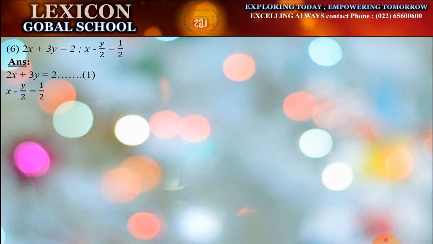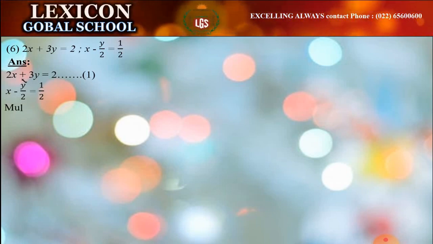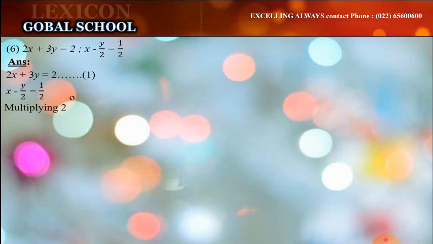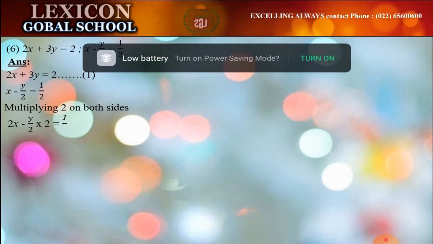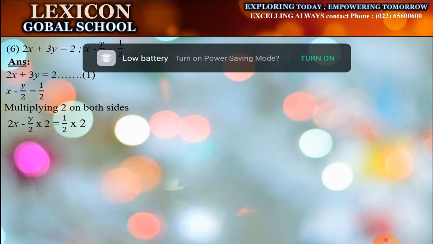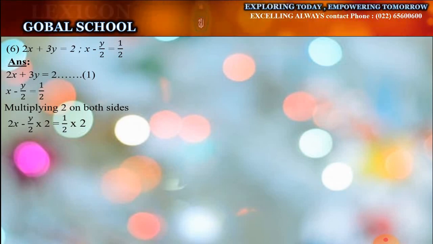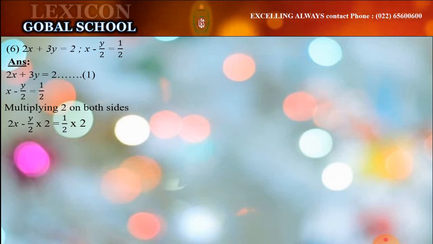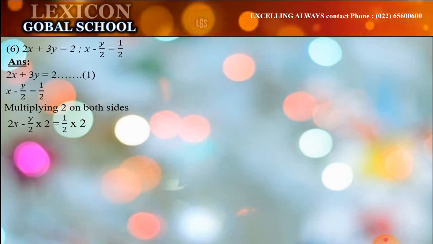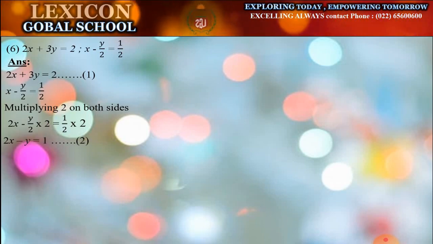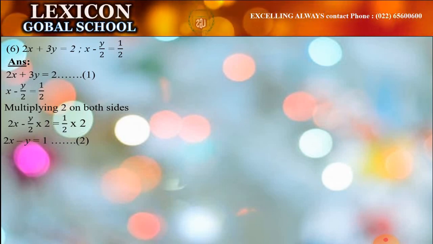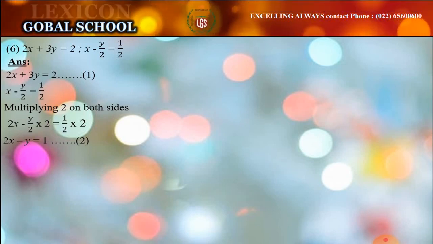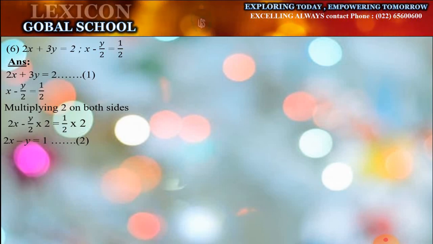So what we are going to do is multiply 2 on both the sides. When we multiply 2 on both the sides, we get 2 into x minus y upon 2 into 2 is equal to 1 upon 2 into 2. So 2x is as it is, 2 gets cancelled, minus y is equal to 2 gets cancelled, 1. This is your equation 2. Now we have already got equation 1 and equation 2.